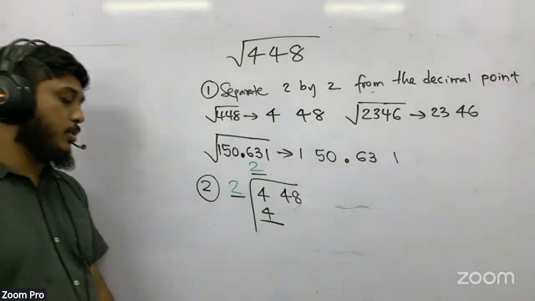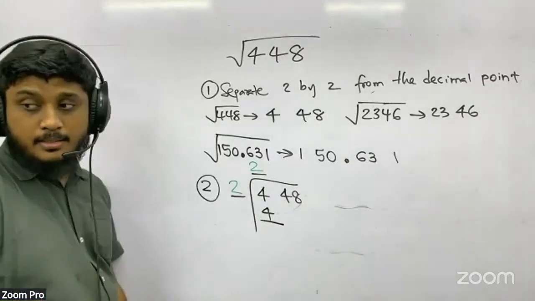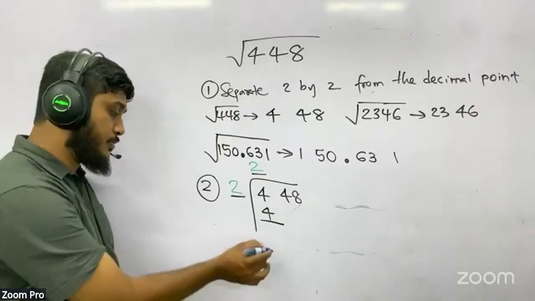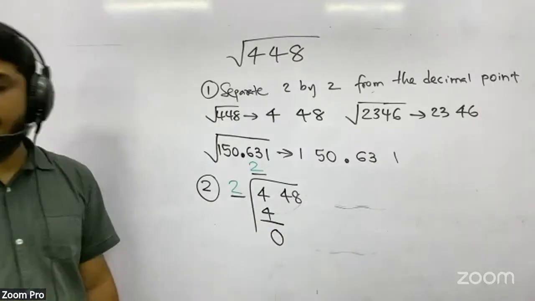Then after that, in normal division, what will you do? 4 minus 4, you will write 0. And after that, in the normal division, what will you do?